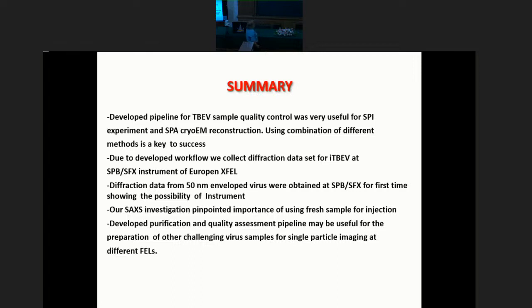And due to the developed workflow, we collected a diffraction data set from TBEV at the SPB's SFX instrument of European XFEL, and diffraction data from a 50 nanometer enveloped virus were obtained at this instrument for the first time and showed the possibility of the instrument, and our successful investigation pinpoints the importance of using fresh sample for injection. And the developed purification and quality assessment pipeline may be useful for the preparation of other challenging virus samples for single particle imaging at different free electron lasers.